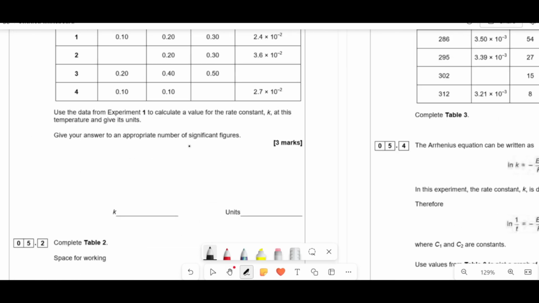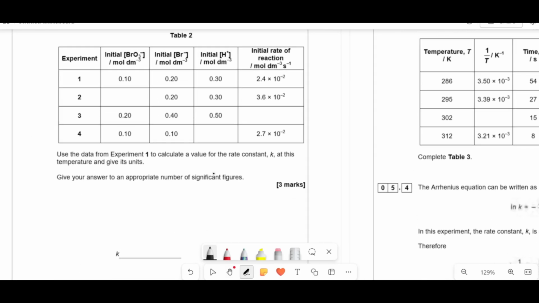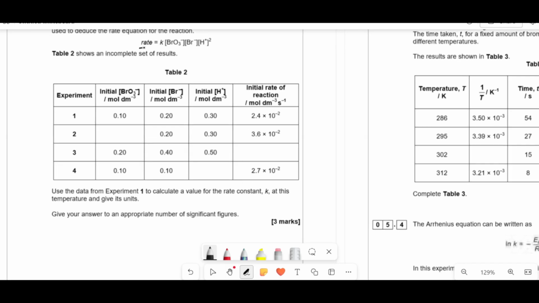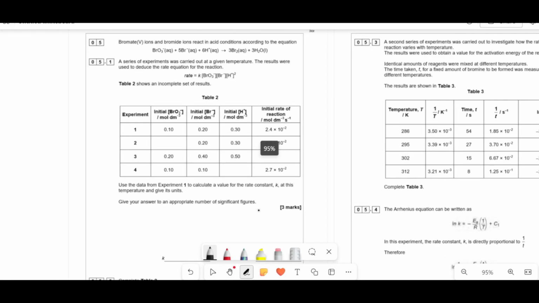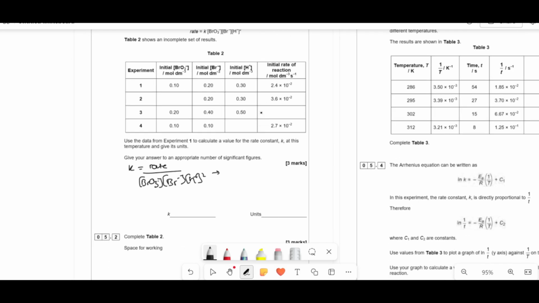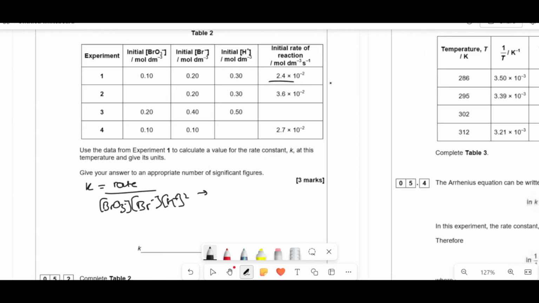So what we've got to do is look out for an equation and use that rate equation to find out what the value of the rate constant is. They've told you the rate equation here is this. So we know that the rate equals K times all of this, right? If I want K, it's going to be rate divided by this whole chunk: the BrO3 minus, the Br minus, and the H plus squared. I need to just pick one experiment which has all of those bits and bobs that we need. So it's going to be here, for example.